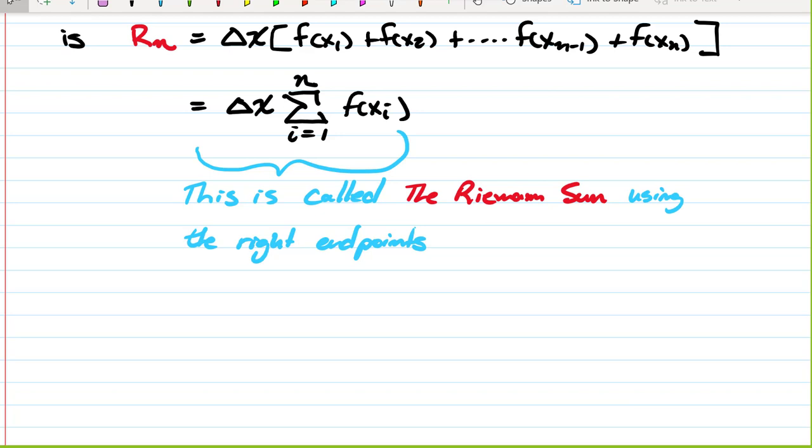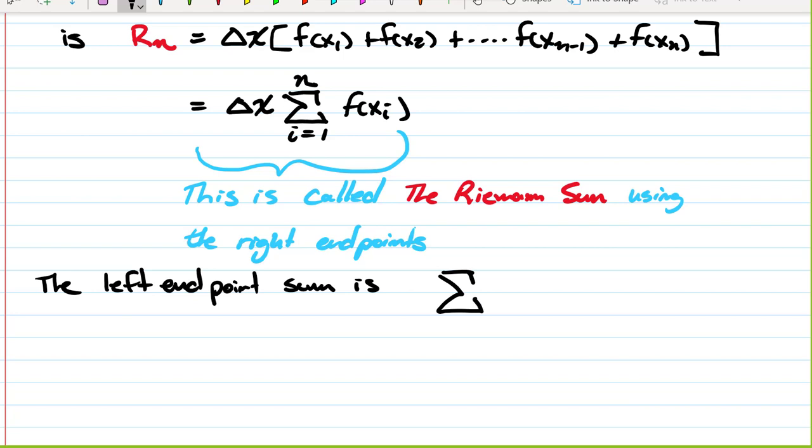The left endpoint sum is, instead of i starting at 1, it starts at 0, and instead of ending at n, it ends at n minus 1. And it's going to be the same thing, delta x times f of x sub i.